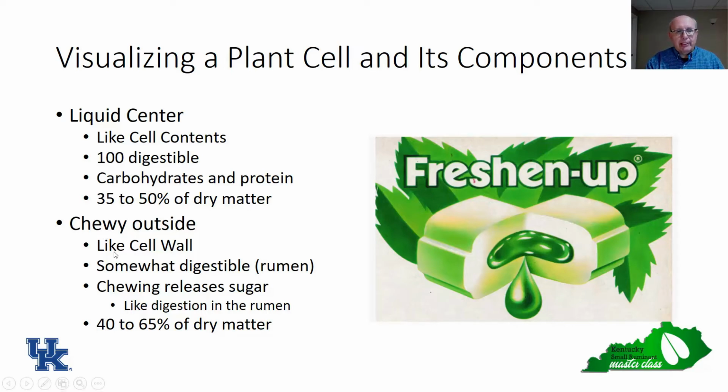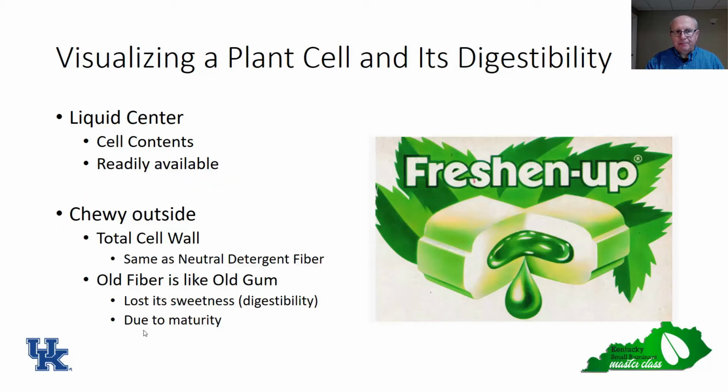The chewy outside is like the cell wall, somewhat digestible in the rumen. Chewing releases sugar like the digestion in the rumen does. And it may be 40 to 65% of dry matter. Lower numbers represent less mature forages, higher numbers more mature forages. More mature forages will have more cell wall.